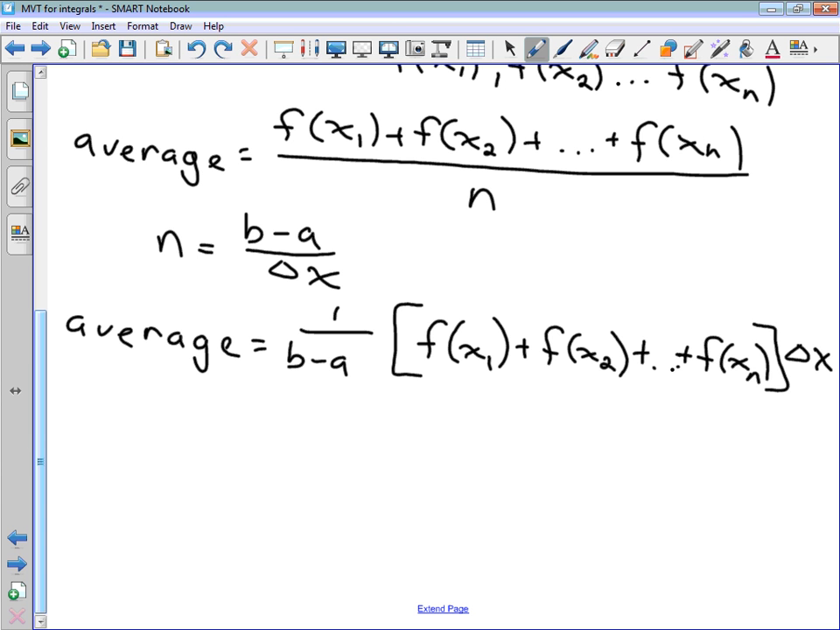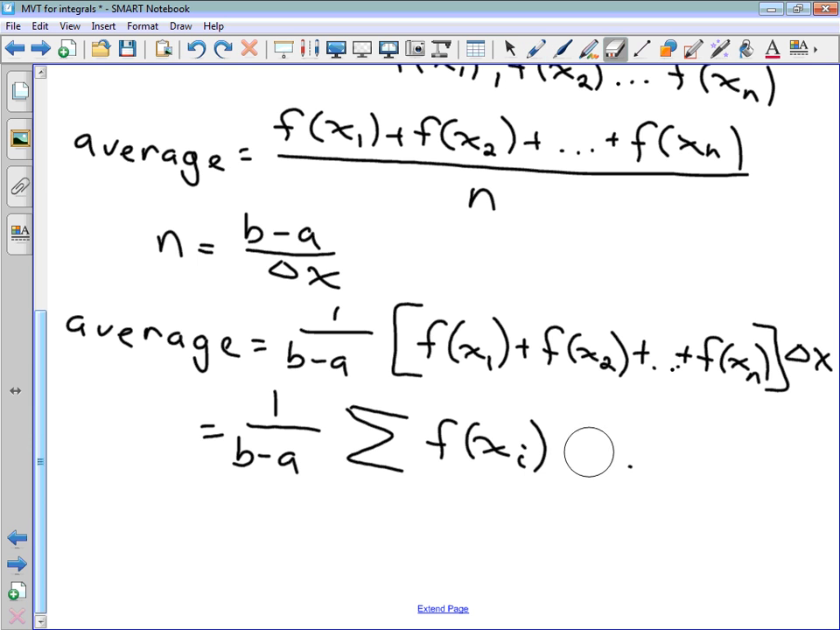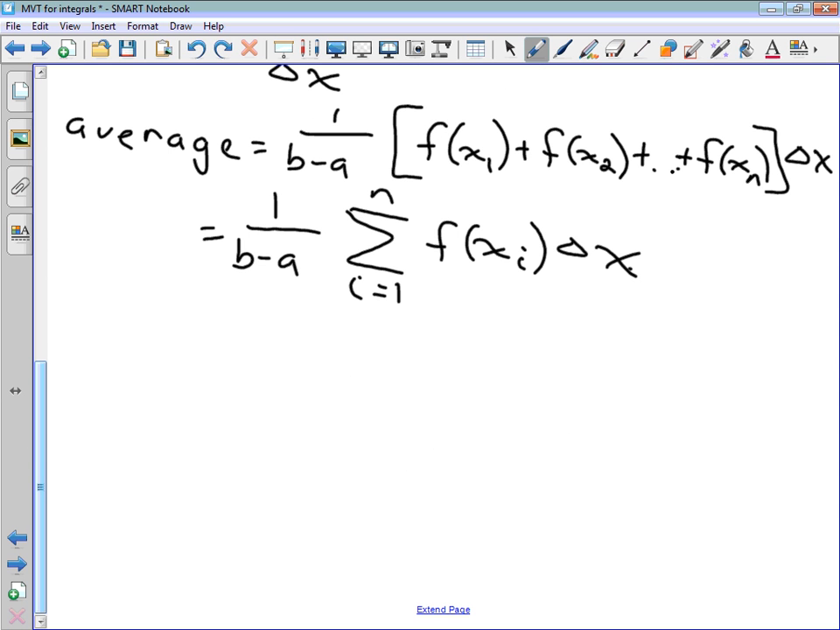This part over here should look kind of familiar. I mean, this is like a sum, right? So this is 1 over b minus a times the sum of all of our f of x values times delta x. We're doing the sum as i goes from 1 to n, not from n to n. Now, let's make n really large.